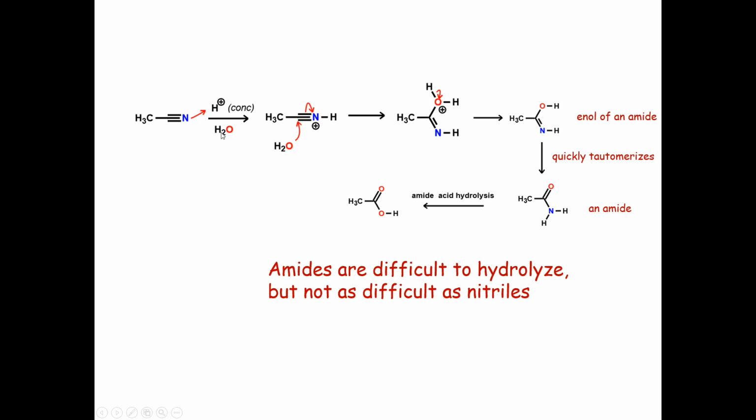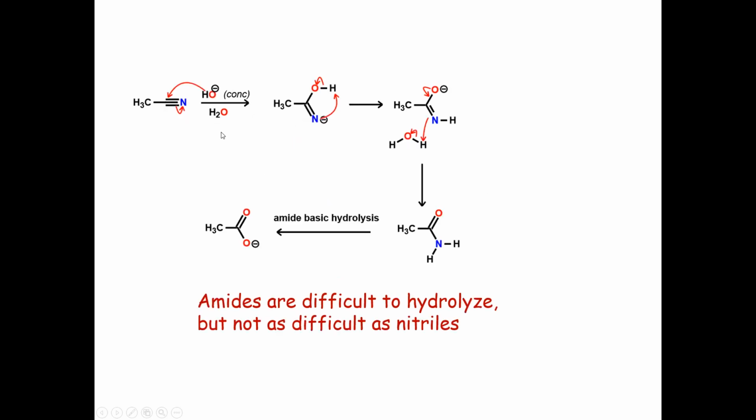Well, what if you do it under a base? Because we talked about a couple weeks ago how difficult it was to hydrolyze an amide under base conditions. Well, it's very similar for the nitrile. It's still very difficult to do, but again, even more difficult than the amide. So what happens in this case? The hydroxide attacks the nitrile directly. This would give you this crazy species.